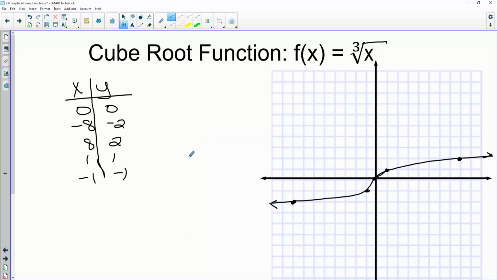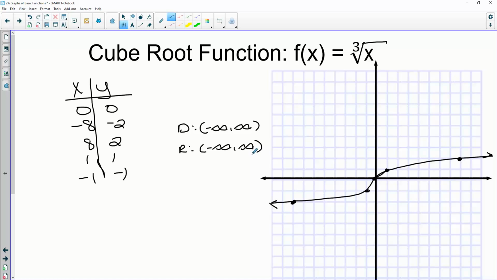So it's like our sideways chair. We took our cube function and flipped it on its side. What's our domain? And the range? Is this one increasing, decreasing, or constant? It's increasing. Not a lot, but it is still going up. So it is increasing the whole time.